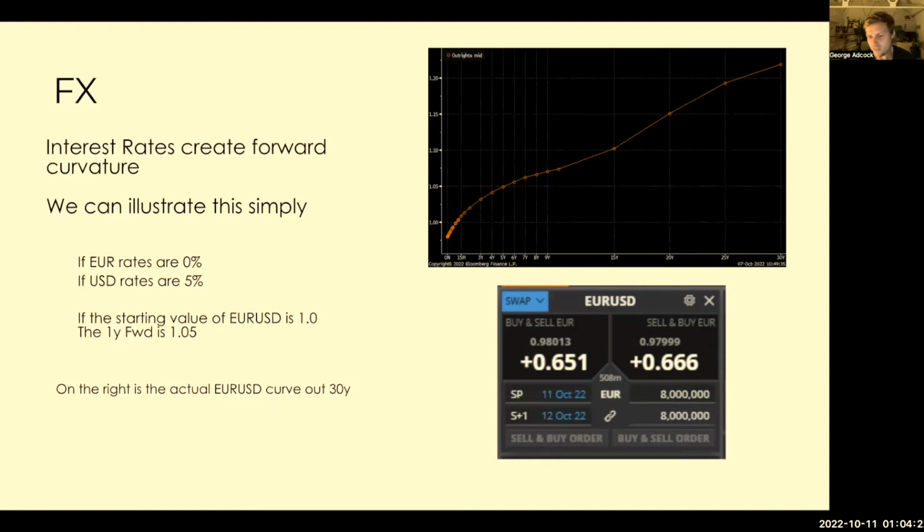What you see on the bottom right hand corner is a live price from JP Morgan that I put in. If I want to sell my euros and then buy some back, I'm going to pay 0.666 pips.